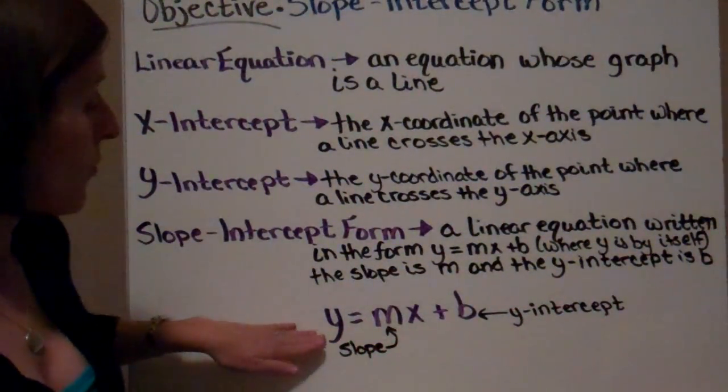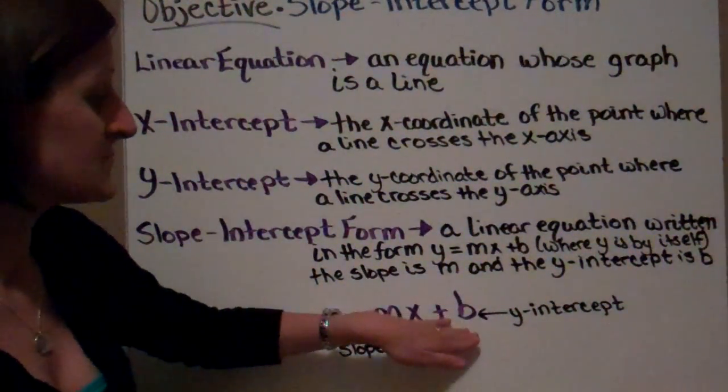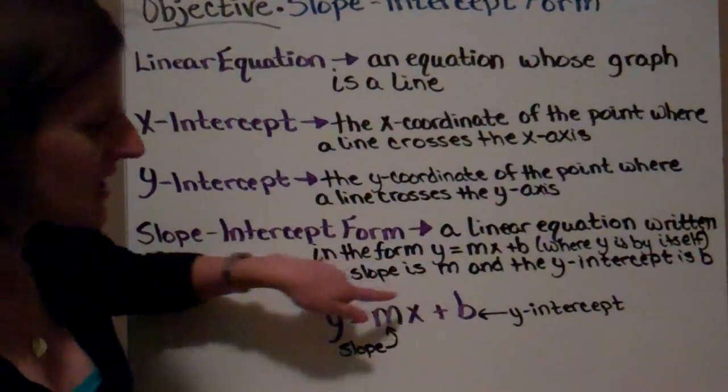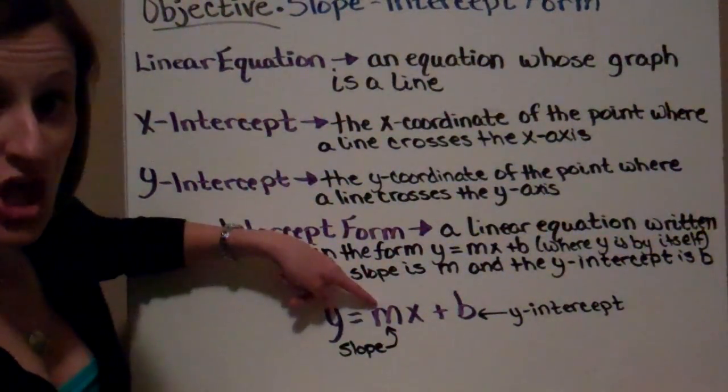So we've got the form y equals mx plus b. This b is the y-intercept, and this m is your slope.